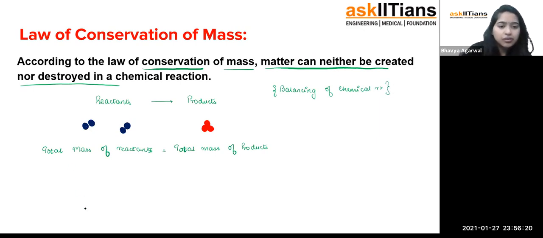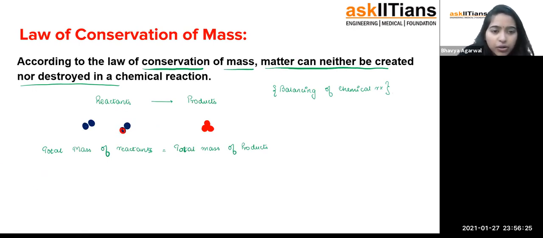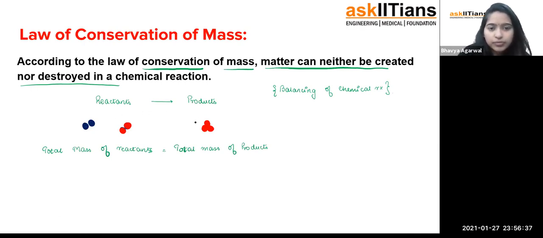For instance, suppose I'll just highlight this part as red for your simplicity's sake. Okay. And I'll just highlight this part. Can you see this part? Now here, this is hydrogen.